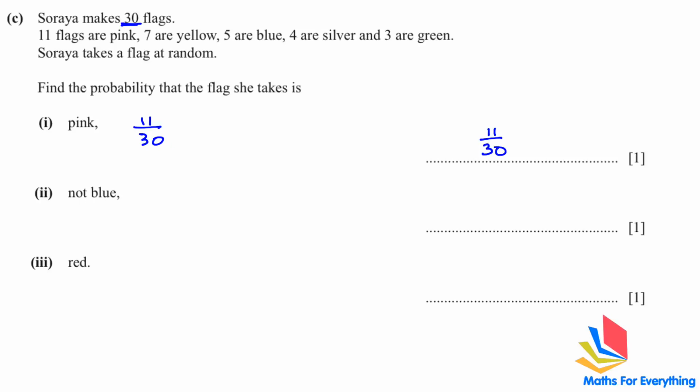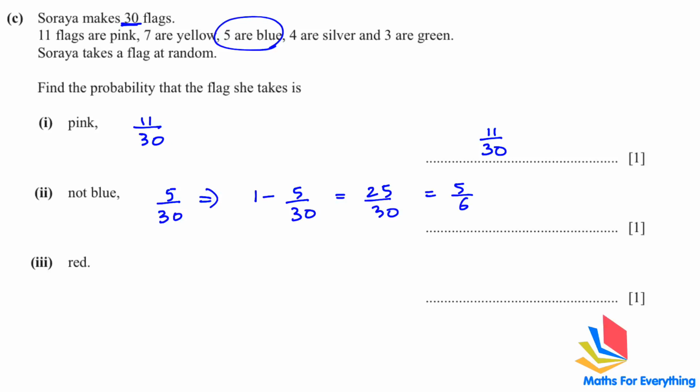The next one, not blue. How many blues are there? 5. 5 over 30 are the number of blues. Therefore, not blue will be 1 minus 5 over 30, which will be 25 over 30 or 5 over 6.